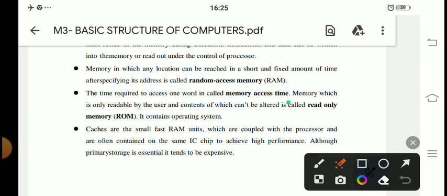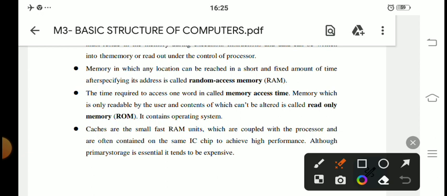The memory which is only readable by a user and whose contents cannot be altered is called read only memory. There is one memory called read only memory. Here we cannot alter any information or any program. It will be in the readable state. We can't make any changes or write anything. This memory is called read only memory. ROM mainly consists of an OS, operating system.